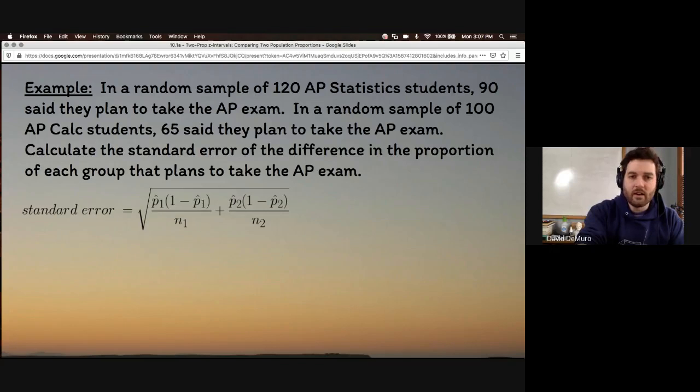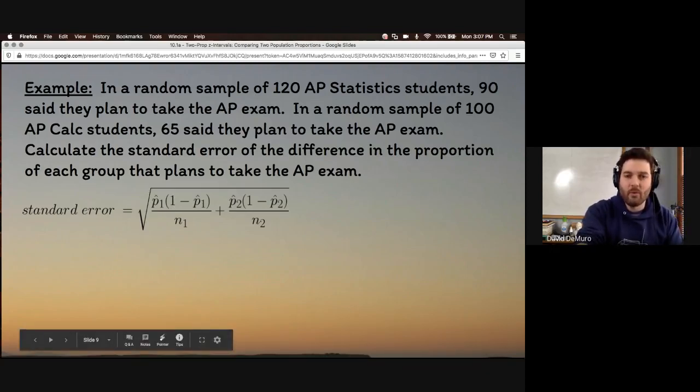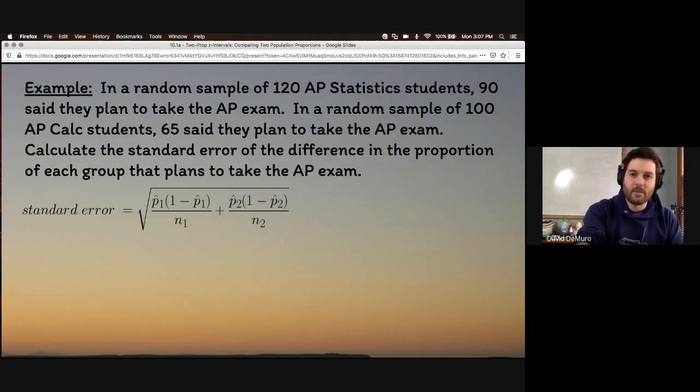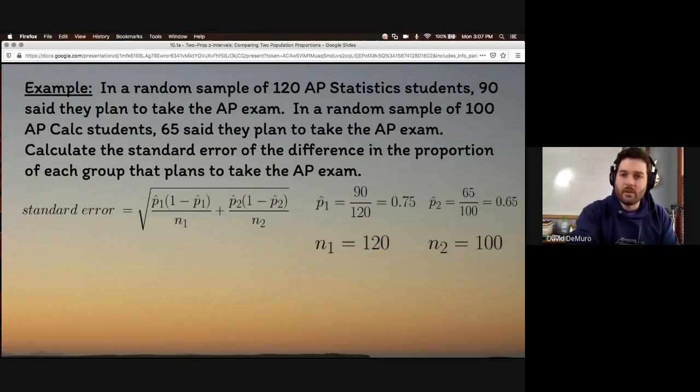So our standard error is the square root of p hat 1 times 1 minus p hat 1 over n1, there's our first sample of stat students, plus p hat 2 times 1 minus p hat 2 over n2, there is our sample from the calc students. So what we're going to do is find the important information.